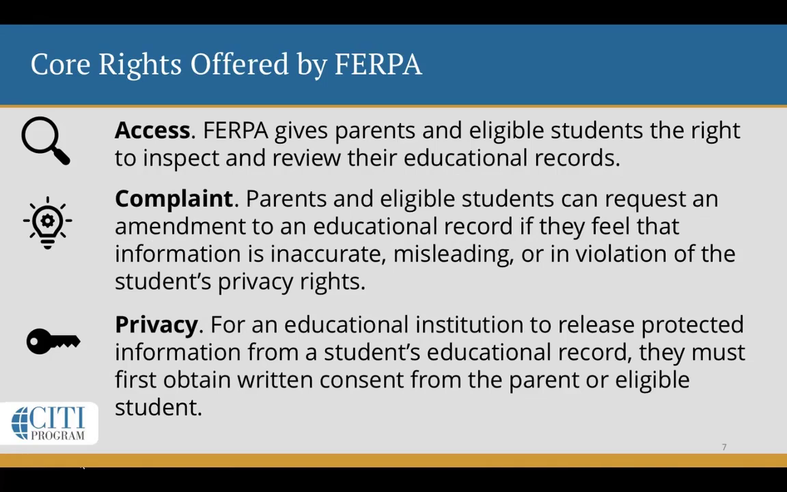Now, there are core rights when we talk about FERPA that are offered to individuals. First, access. FERPA gives parents and eligible students the right to inspect and review their educational records. What this means is that if you're a parent of someone who is in a K-12 school who is under 18, you have access to that student's record. Same thing goes for a university student, has access to their record. You have the right to a complaint. So if there's something in that record that you do not agree with, then you, parent.